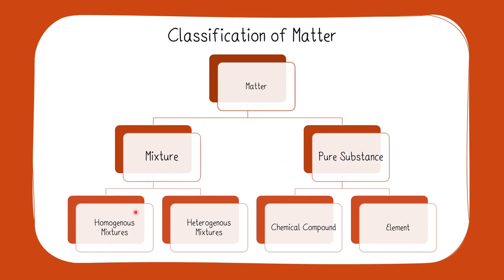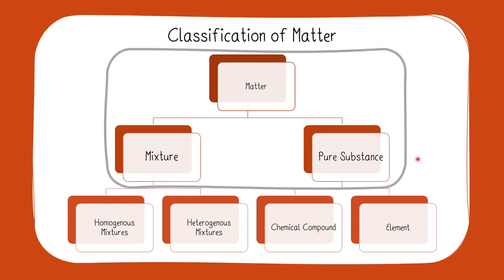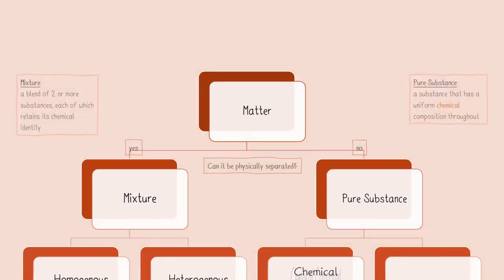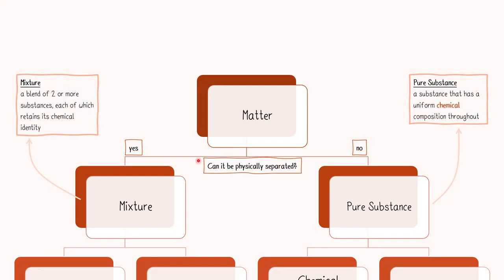Further on, we will talk about homogeneous mixtures, heterogeneous mixtures, chemical compounds, and elements. But in this video, we will only be talking about the upper part, meaning pure substances and mixtures. To differentiate between mixtures and pure substances, there is only one question that you will have to ask yourself: can it be physically separated? Physical separation means the easiest way to just separate it by hand, or using any method that you could think of, such as a filter and so on and so forth.